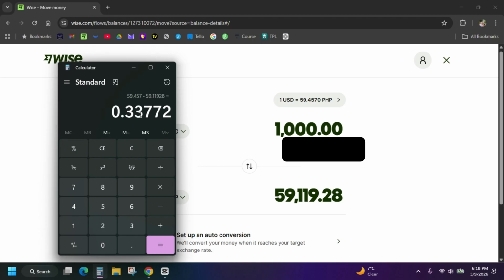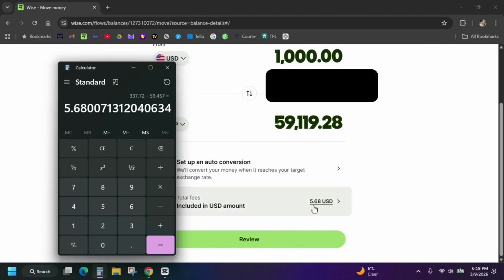33.77 roughly. If you use 1,000 pesos, then that would be 337.72 pesos. So, again, 1,000, move the decimal place 1, 2, 3 spots over, and that's how many pesos it cost. So if it costs you 337.72, and you divide that by the current exchange rate, you get the 568. There it is, 568.